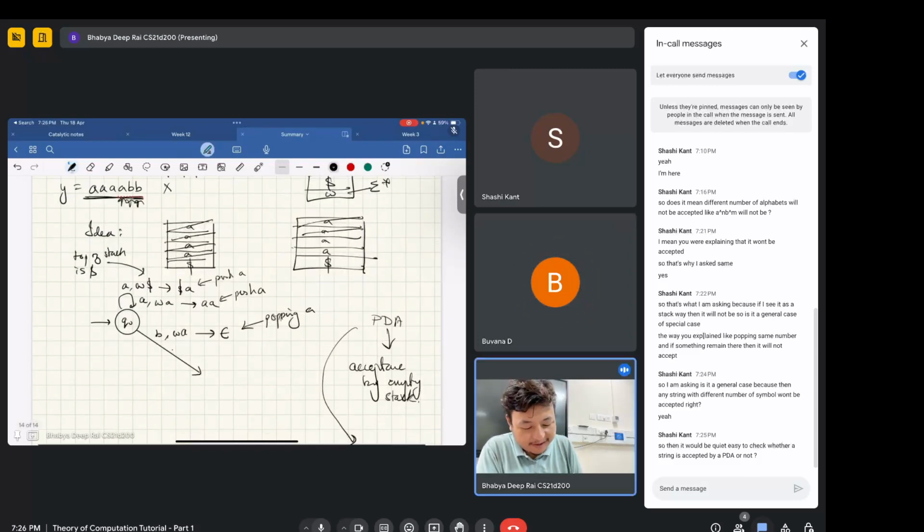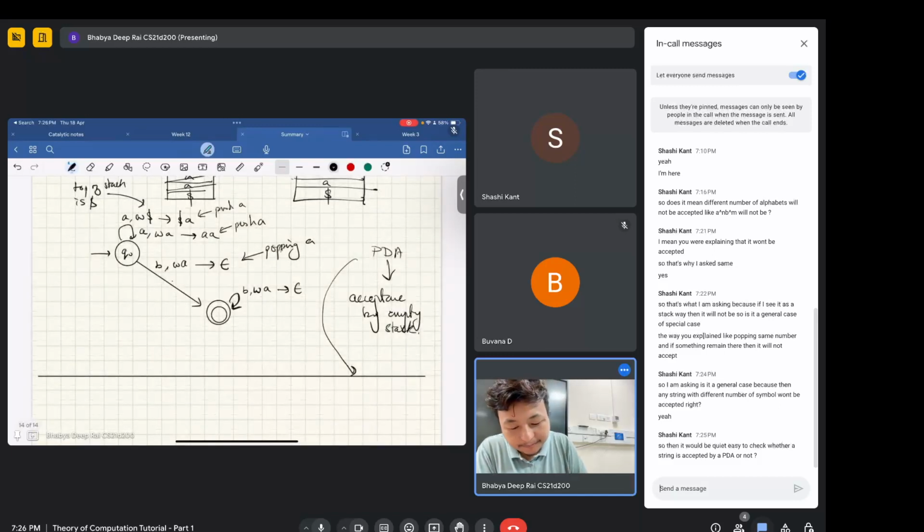So for that case, I come to this new state, and I see a B again in the input. Then I see on top of the stack, if I have an A again, then I'll pop it, and this popping will keep happening. As you can see, this popping will keep happening as long as I see B's and A's. Okay, and I'll keep this as my final state. Not exactly.